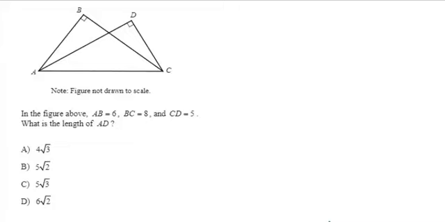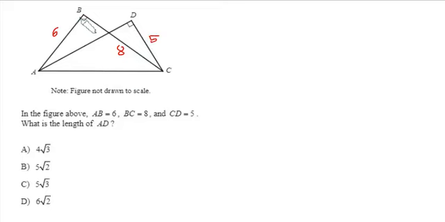We have another question now. In the figure above, AB equals 6, BC equals 8 and CD equals 5. What is the length of AD? That is our question. So try to find out what information is given. AB equals 6, BC equals 8 and CD equals 5.